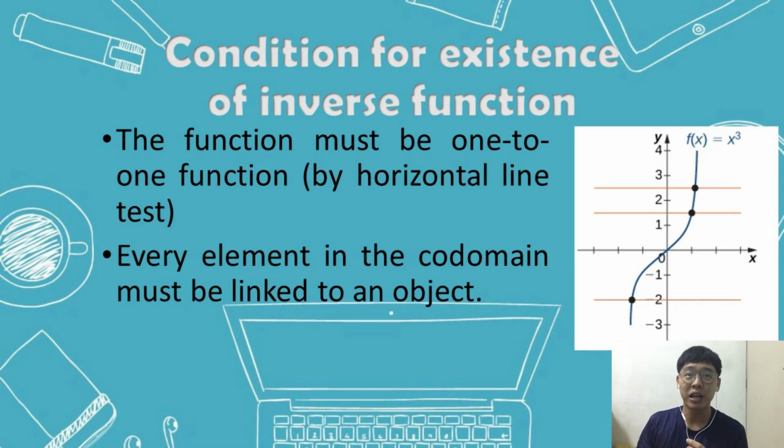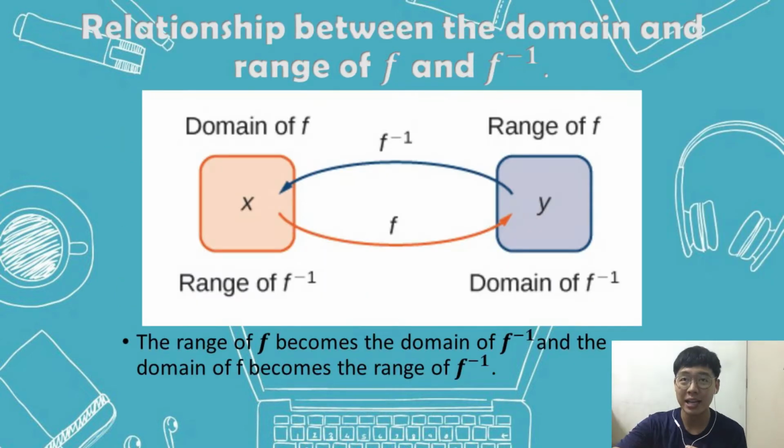Next, the second condition is that every element in the codomain must be linked to an object. Next, I will introduce the relationship between the domain and range of the function and its inverse function. Based on the diagram, we can notice that the range of f becomes the domain of the inverse function, and the domain of the function becomes the range of the inverse function.